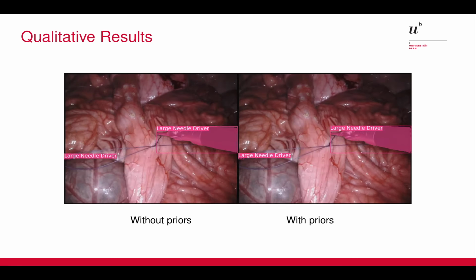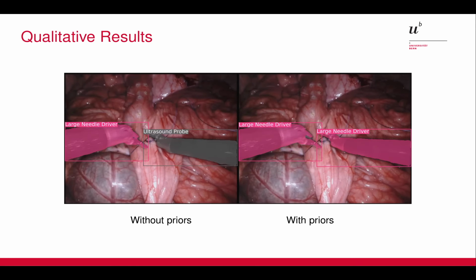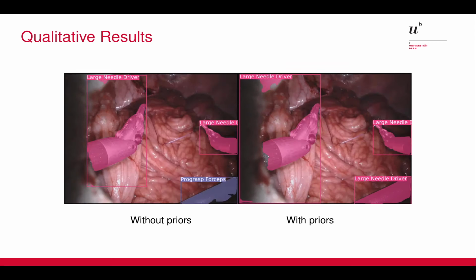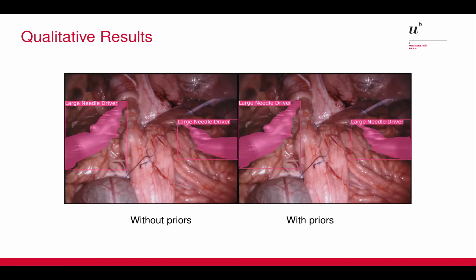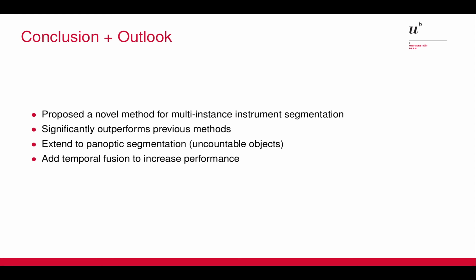In the results, we see that while there is no significant change in the instance mask performance, the classification performance is less noisy, and even in cases where the clasper is hidden, it leads to correct prediction, such as here.